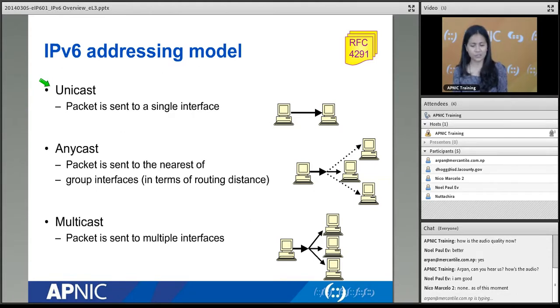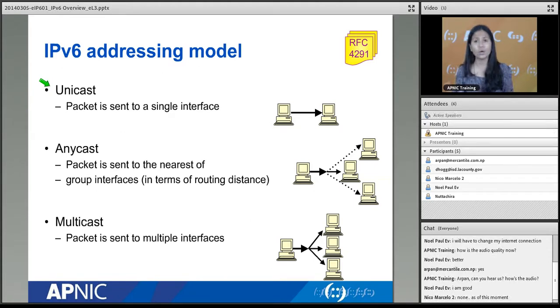With unicast, this is a one-to-one relationship. So you have a packet, it is being sent from one interface, and it is received in another interface, only a single interface, 1:1. So the source address pertains to a single machine, the destination address also pertains to a single machine. Okay, that's unicast. That is what most of us are familiar with. Now the other two are anycast and multicast.